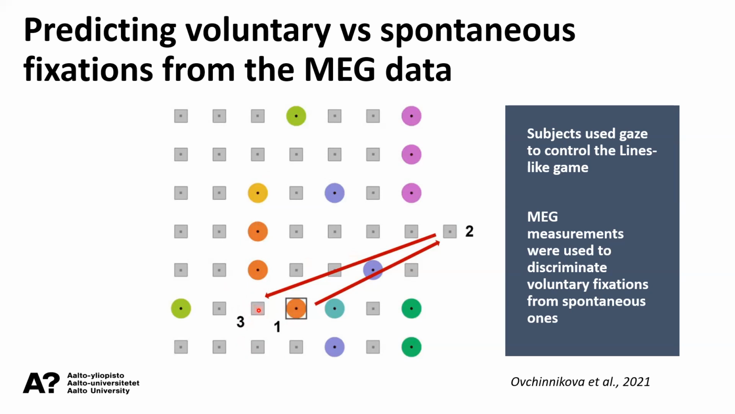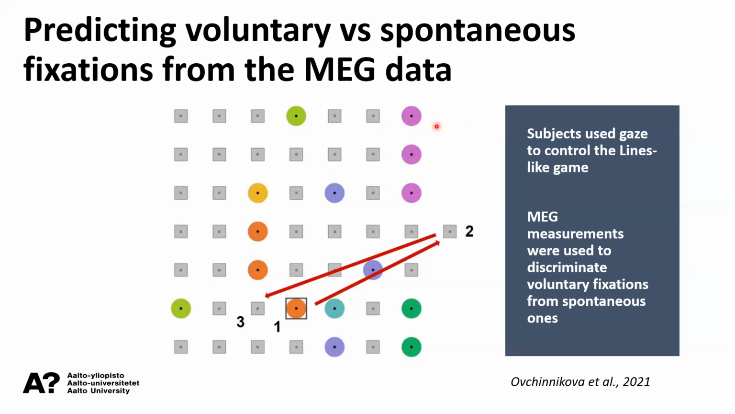But since eye movement activity is largely spontaneous, you move your eyes pretty much all the time, we used brain data to discriminate whether the subject fixated on this cross voluntarily, or whether it was just a spontaneous fixation. And we were able to discriminate spontaneous versus voluntary fixations based on the brain data. So this is just one fun application of this technology. Well, the rest of the experiments are, you can imagine, less of a game and more boring data collection procedures.